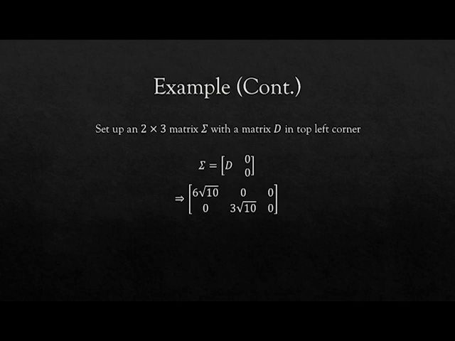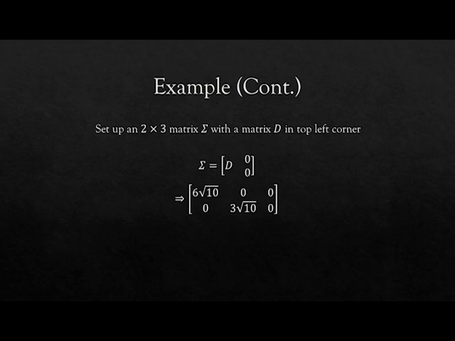Now we can set up the 2 by 2 matrix U with the vectors U1 and U2. U1 can be found using the formula 1 over sigma sub 1 times the product of A and V1. The result is 3 over root 10, 1 over root 10. U2 can be found the same way by using sigma 1 and V2, and gives the result 1 over root 2 and negative 3 over root 2. These two vectors make up the matrix U.